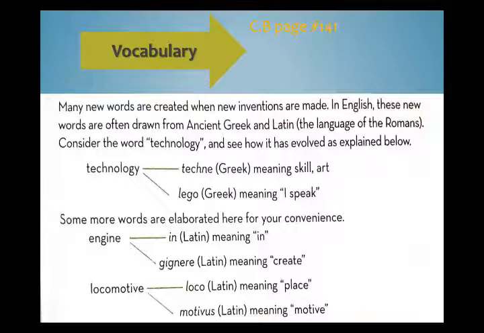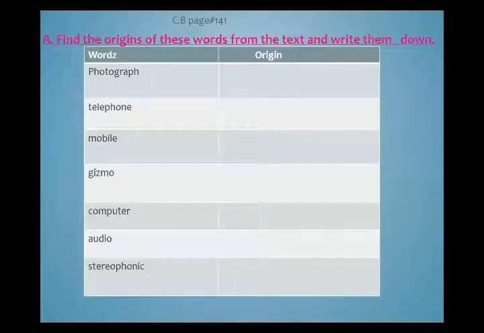Engineer: in, Latin meaning in, and gigno, Latin meaning create. Locomotive: loco, Latin meaning place, and motivus, Latin meaning motive. So we have different words here, and we have to know how they have been created. Now we have exercise A of the course book on page number 141. The question is: find the origins of these words from the text and write them down.